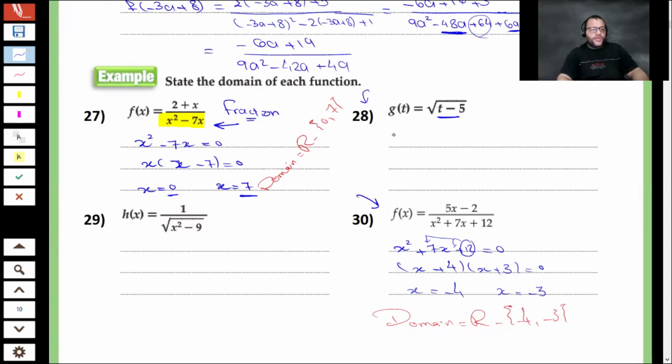Greater than or equal to 0, not greater than only, because you can find the square root of 0. So it will be t minus 5 is greater than or equal to 0. It means t is greater than or equal to 5. So how can we write this one as an interval? You can write it in the description method by using x or t, because the function uses t.